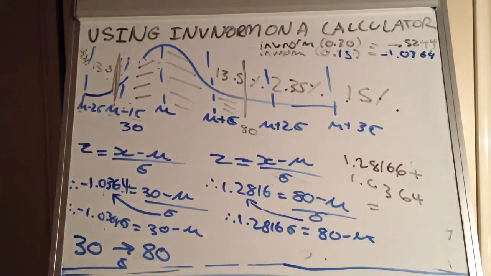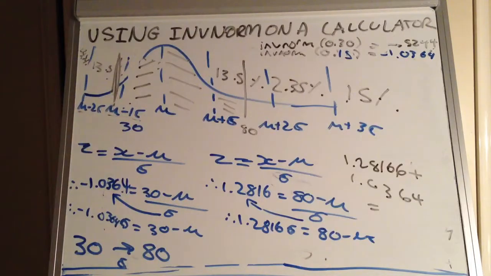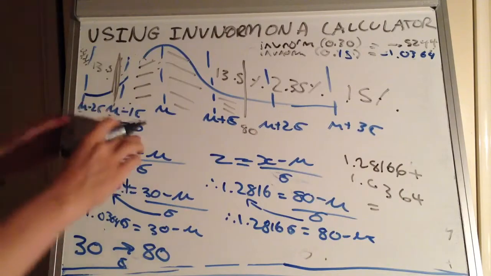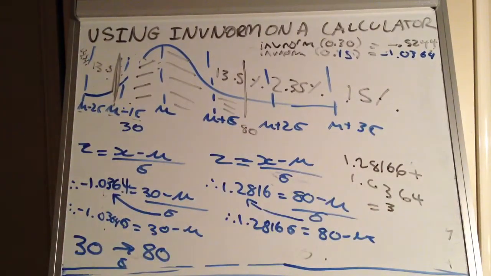And that gives us how many standard deviations there are between 30 and 80 marks. So in this case, it's 1.2816 standard deviations from the mean, which is the z-score of 80, and then we add it to the z-score of the other one, which is 1.0364. Again, we ignore the fact it's negative, and we get that the total number of standard deviations between 30 and 80 is, of course, going to be equal to 2.31.